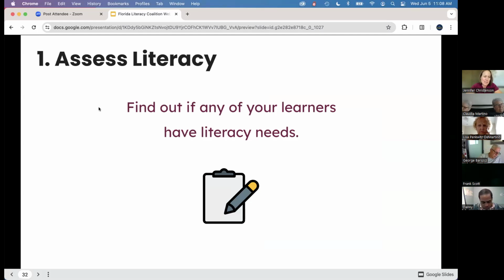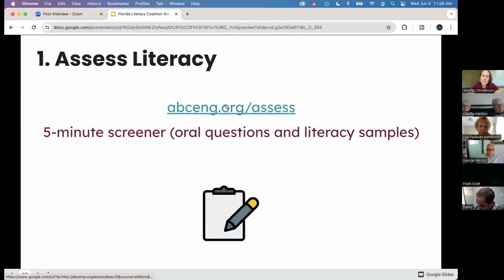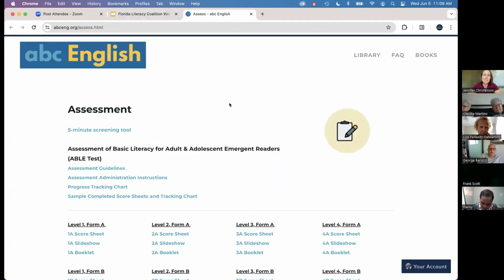And it's very common in my experience, and I know it's becoming common all across the country and even the world, that you will see students who have literacy needs within your English learner classrooms. So I think it's really important to keep that in mind and assess for that. So find out if any of your learners have literacy needs. And the first tool that I want to share with you from the ABC English website is a screener to help you understand what literacy needs your students might have.